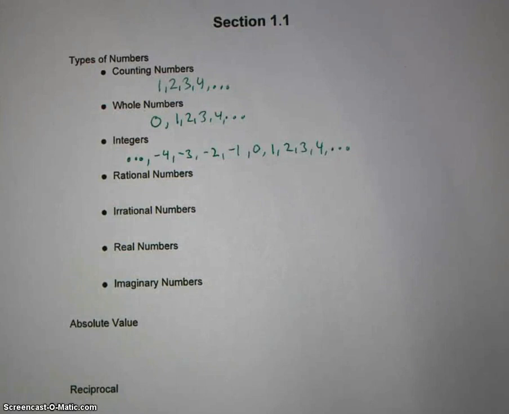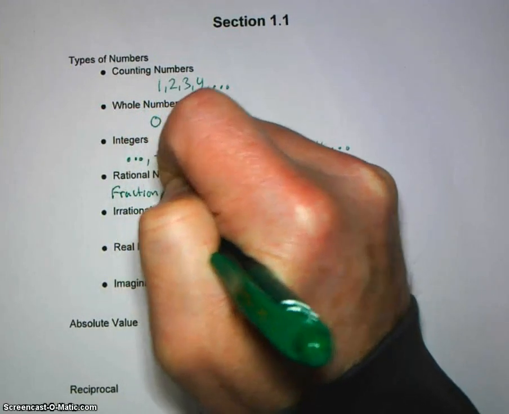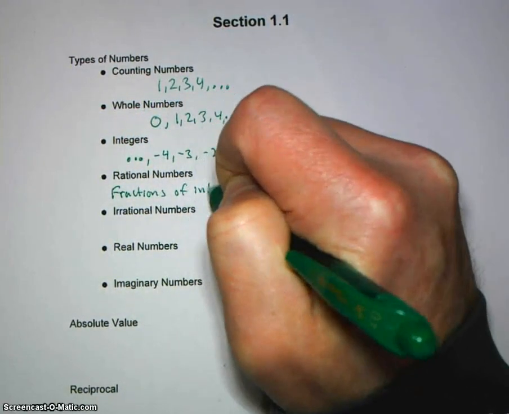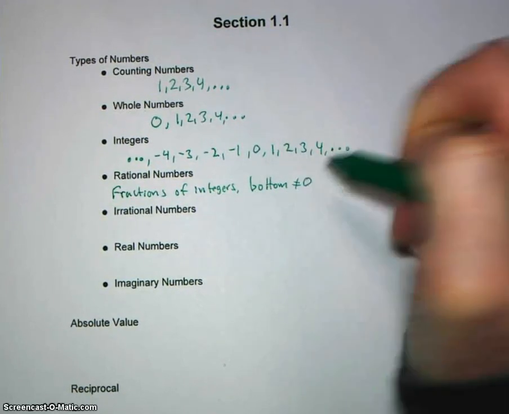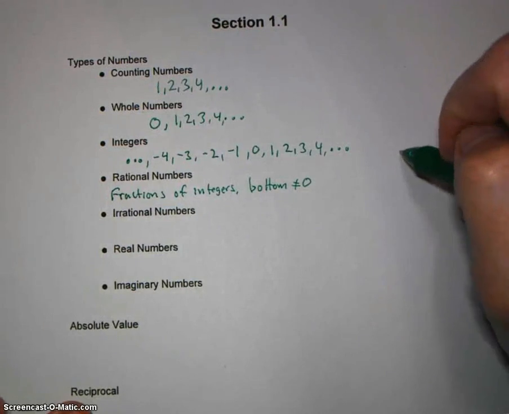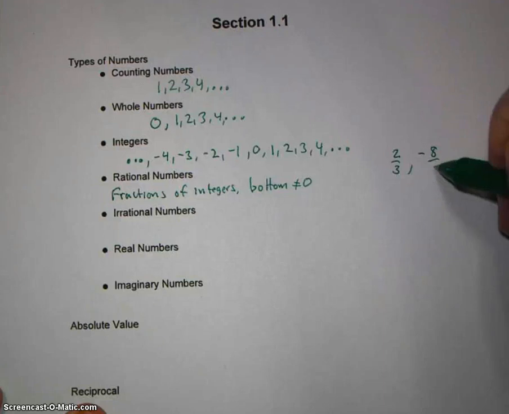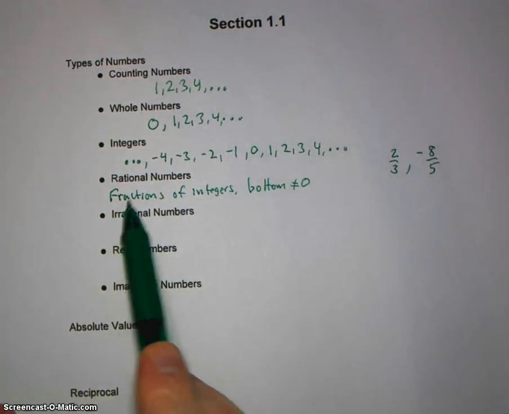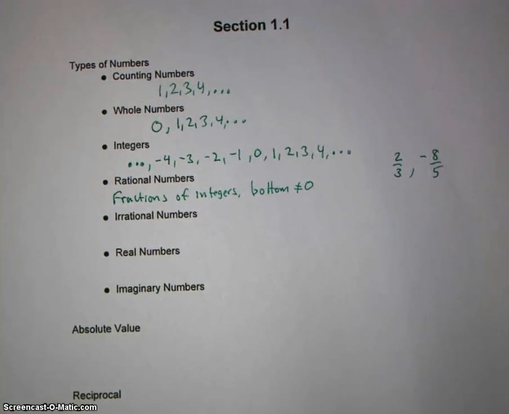All right, then it starts to get a little bit harder. The rational numbers. These are fractions of integers. Little rule though, the bottom can't be 0. You can never have 0 on the bottom of a fraction. So rational numbers could be things like 2/3 or -8/5. It's a fraction of integers. So I have an integer on top, I have an integer on bottom. As long as I don't have 0 down on bottom, I'm okay.